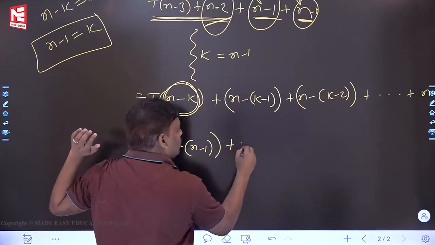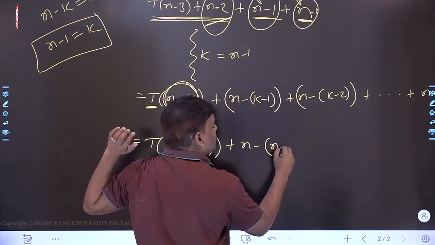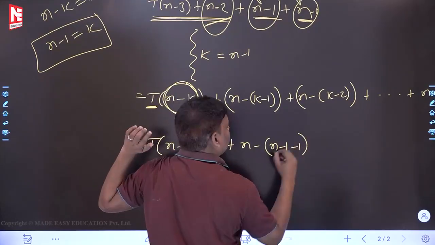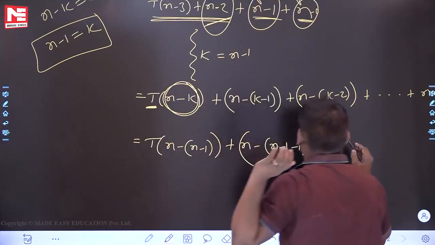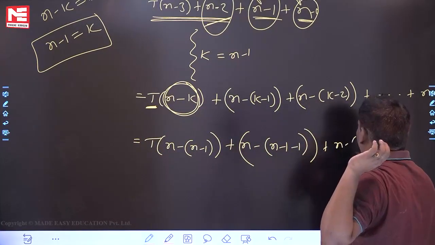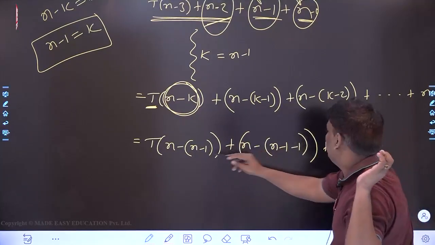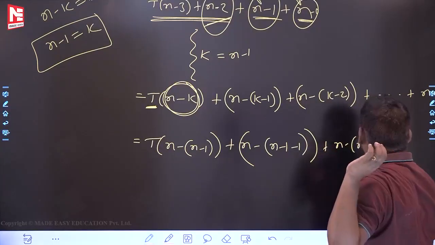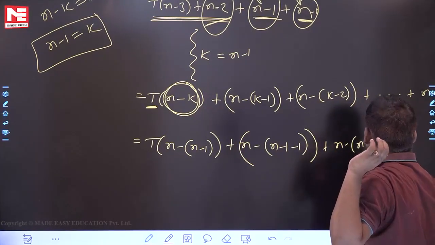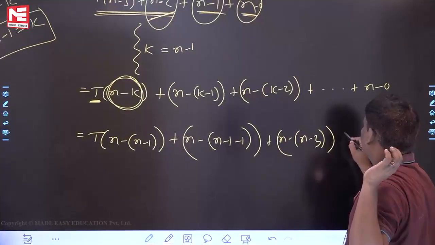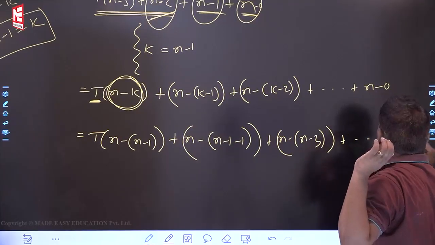Right? This one, what is the answer? n minus 1, K is n minus 1 there. Next one, n minus 2. It is n minus 1, it is going to be n minus 1 minus 2, which is n minus 3. It will continue like this. Lastly, n is there.